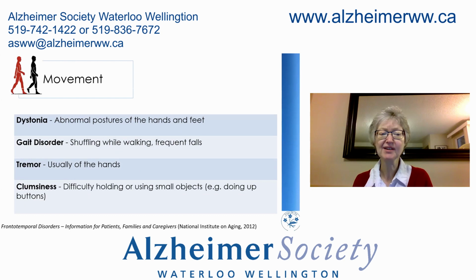Movement changes. Dystonia is the abnormal posture of hands and feet. You might see changes, curves. Gait disorder: shuffling while walking, frequent falls. Tremor, usually of the hands. When somebody has a Parkinson's tremor, the hand usually tremors at rest, and as soon as they reach out and do something, the hand will stop tremoring. With FTD, you might see the tremor exist not just at rest, but during action.